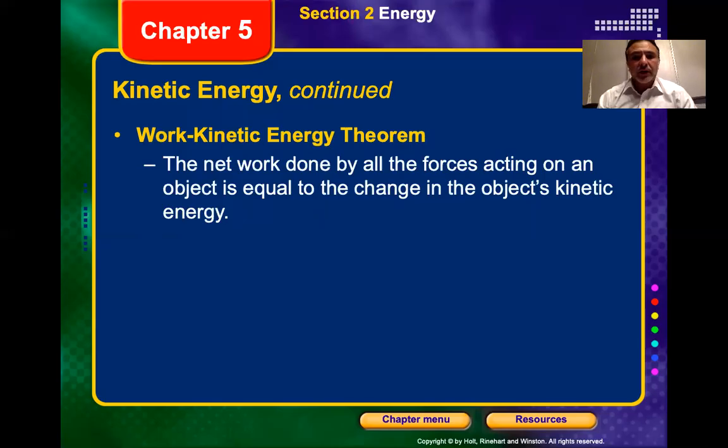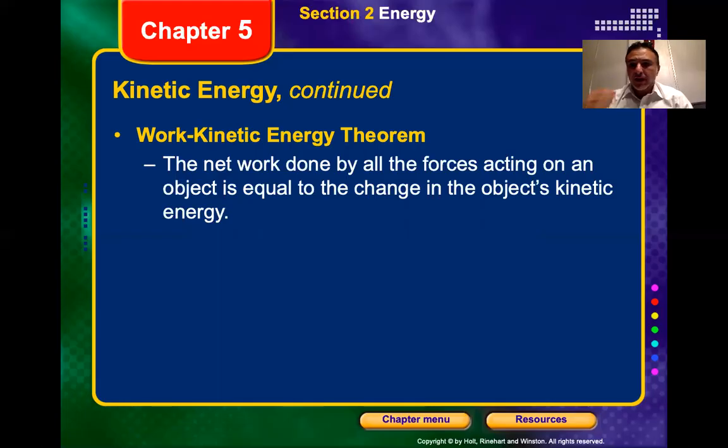And then we have the work kinetic energy theorem. It states that the net work done by all the forces acting on an object is equal to the change in the object's kinetic energy. So the net work done means, the work is the force times distance, of course. So the net work done on an object is equal to the change in kinetic energy.